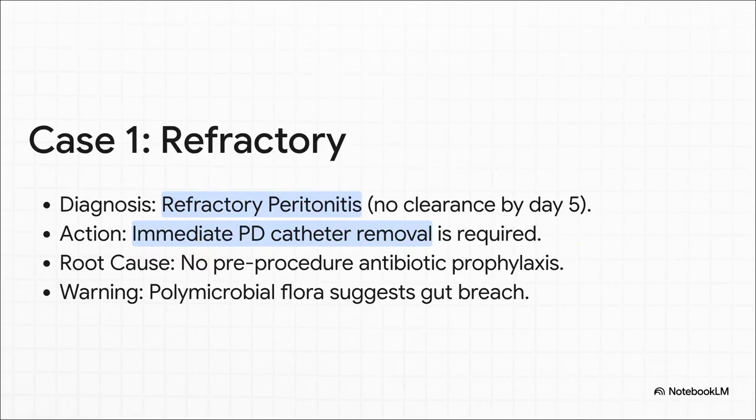This is a textbook case of refractory peritonitis. The definition is right there: failure of the effluent to clear after 5 days of appropriate antibiotics. And here is the non-negotiable critical takeaway. Continuing with antibiotics alone is pointless. The only effective move is immediate PD catheter removal, period. That catheter is acting as a foreign body, it's harboring a biofilm, and that makes eradication impossible. This case also shines a big, bright light on a preventable error. Guidelines clearly recommend antibiotic prophylaxis before a colonoscopy, and that step was missed here.